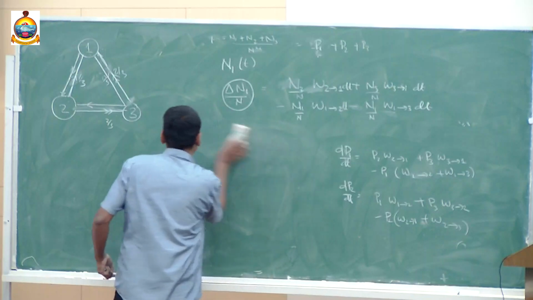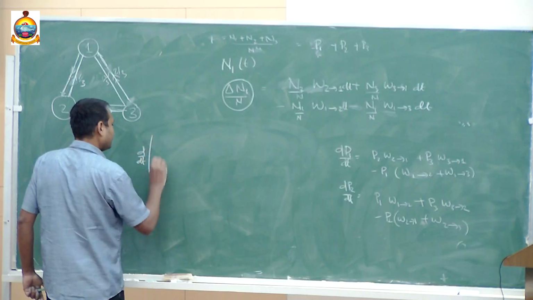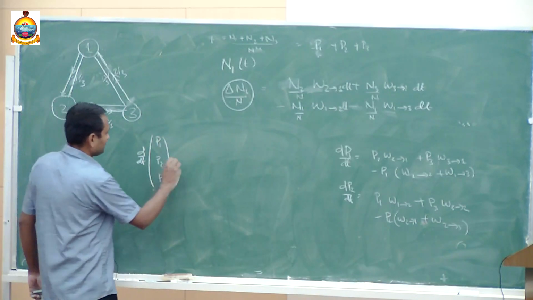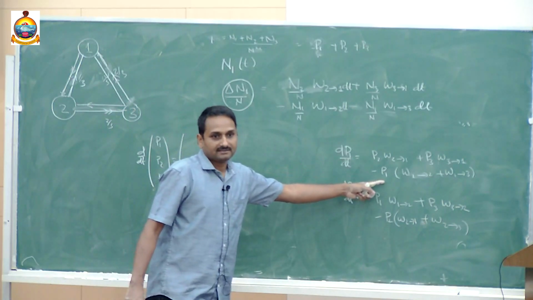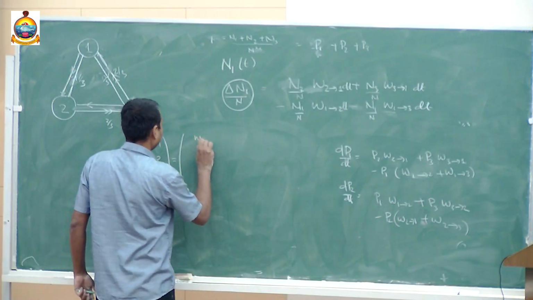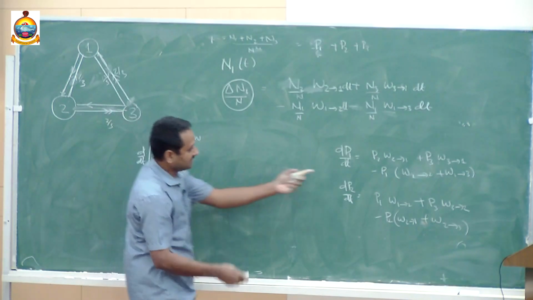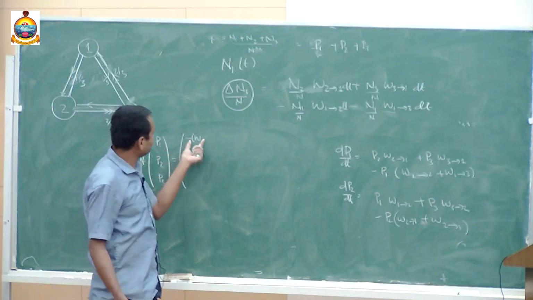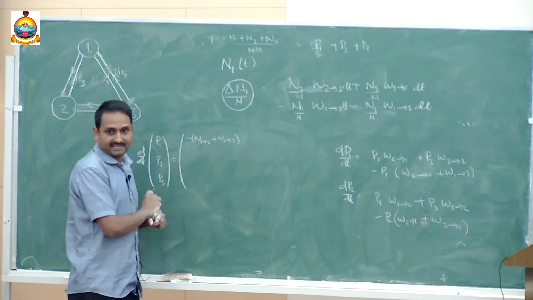So how do I do that? Let us write the equation d by dt of p1 p2 p3. Of course the sum has to be 1. So this is equal to, what is the diagonal element? This one, right? From p1, this is the diagonal element. Whatever goes away comes with a minus sign, because the diagonal means from 1 you can go, I mean whatever you are just looking at change. So this is just minus w1 to 2 plus w1 to 3. That's the diagonal one, right?